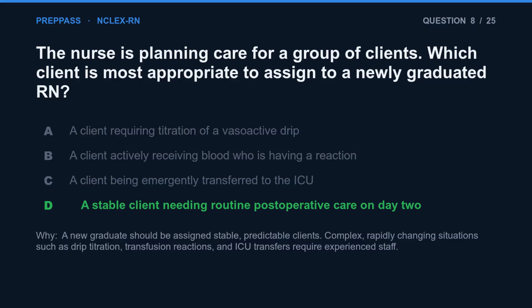The correct answer is D. A new graduate should be assigned stable, predictable clients. Complex, rapidly changing situations such as drip titration, transfusion reactions, and ICU transfers require experienced staff.